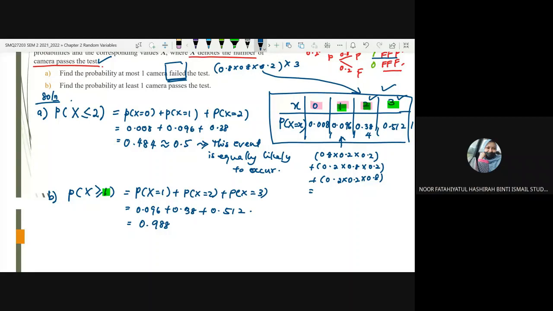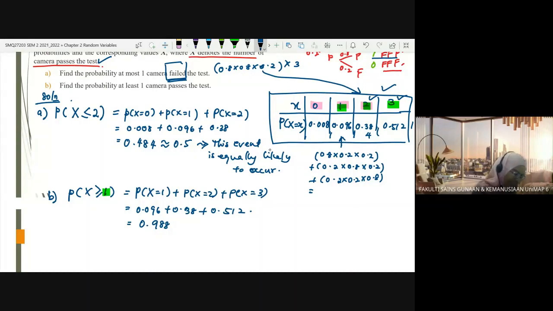0.992. Which one? 0.992. Which one? 6, 6, 8. Seems like this one is correct, because 6 plus 2, 8.